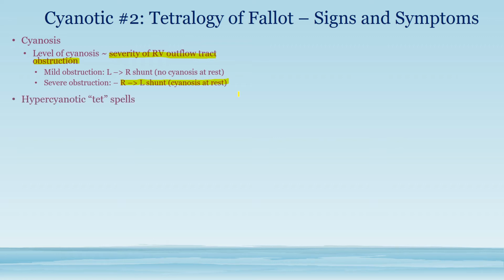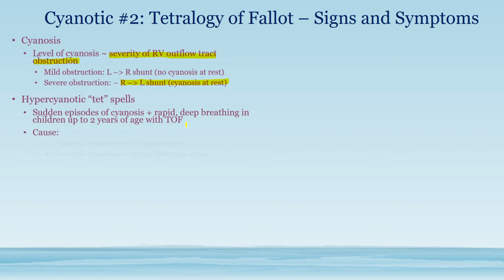We also have these things called hypercyanotic TET spells. So TET spells are classic for Tetralogy of Fallot. We're going to talk about what those mean. So these are sudden episodes of cyanosis and rapid deep breathing in children up to 2 years of age with Tetralogy of Fallot. So kids that are breathing rapidly and turn blue.